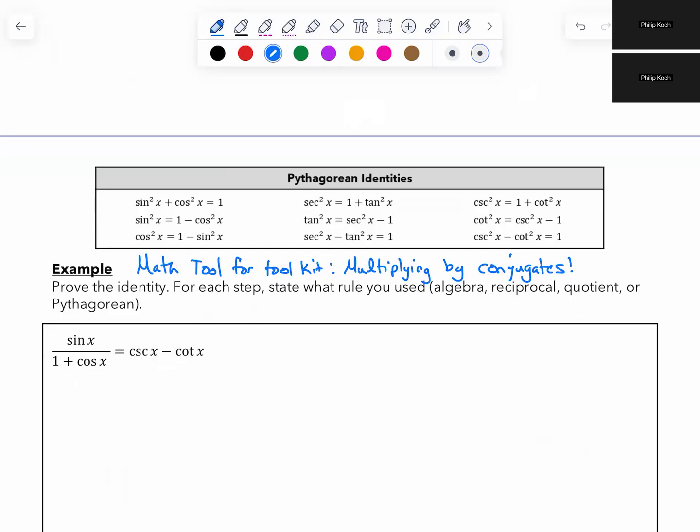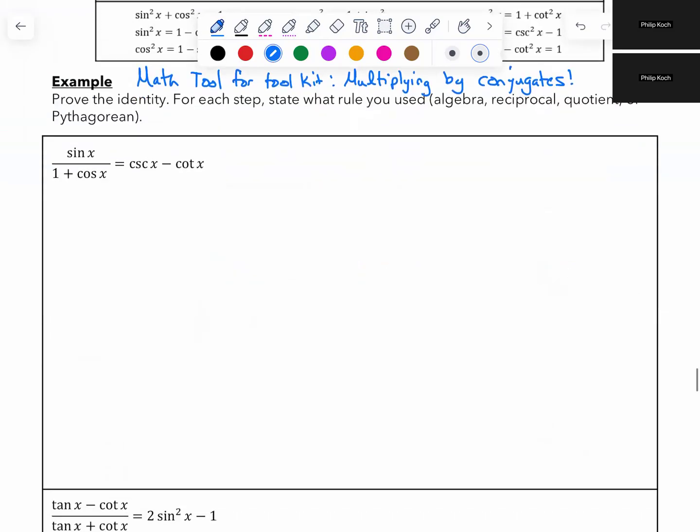So sine over 1 plus cosine is equal to cosecant x minus cotangent x. You can start with either side. One would argue that the left-hand side seems more complicated, so we can start with that, but we can also prove it the other way if we have time. I think we will have time. If we have time at the end, I'll prove it the other way too. But we've got sine of x over 1 plus cosine of x.